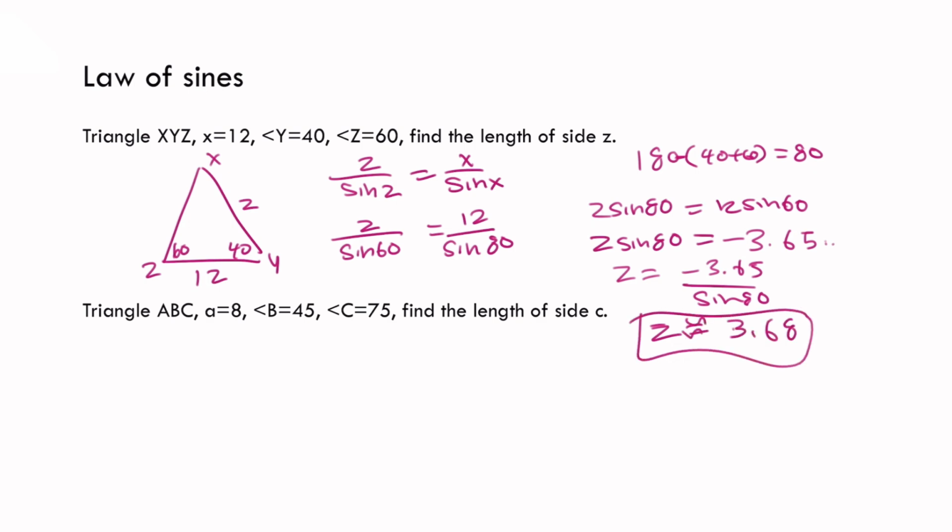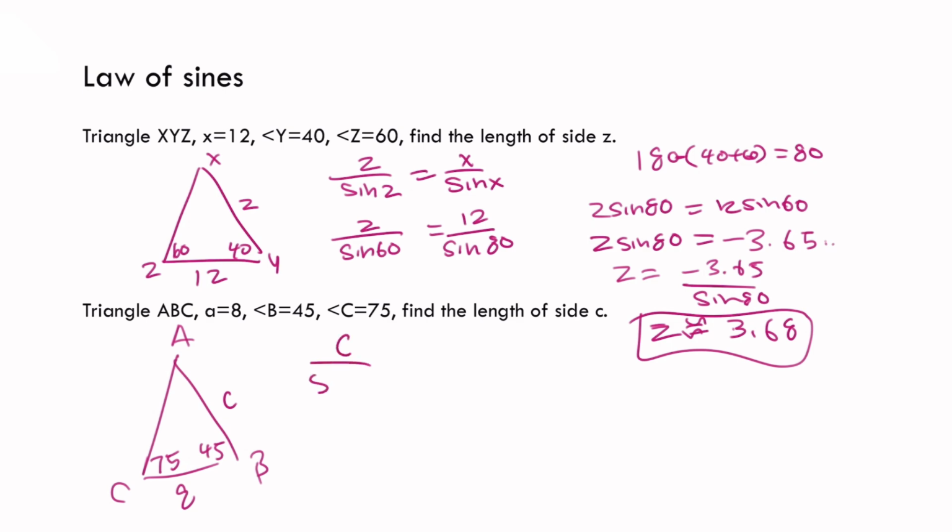Okay, so the answer comes out to be around 3.68. Okay, in triangle ABC, a is 8, angle B is 45, and angle C is 75. Find the length of side c.